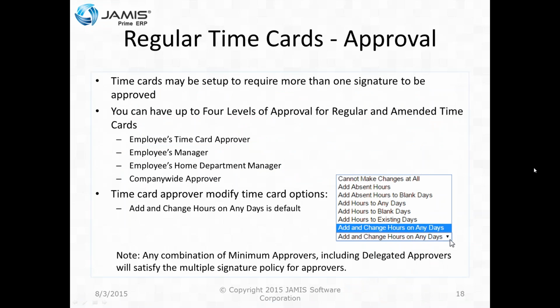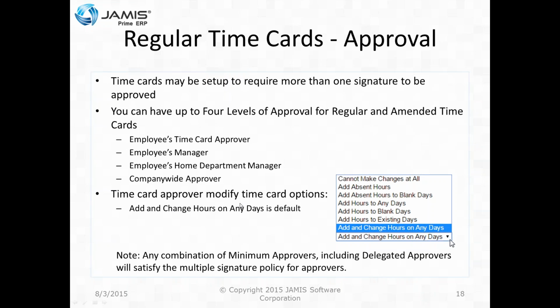All right. Now the approval process. Those of you who are just end users, this is what's going to happen to your time card once you press submit. First of all, your time cards, per Dawson's setup, only need one approver. It's either going to be approved by your company-wide approver, or by your supervisor, your time card approver. You can have up to 4 levels of approval in the system. Dawson has chosen to go with 1 at this particular time.